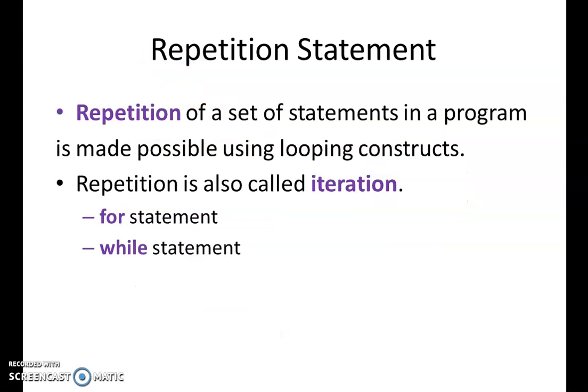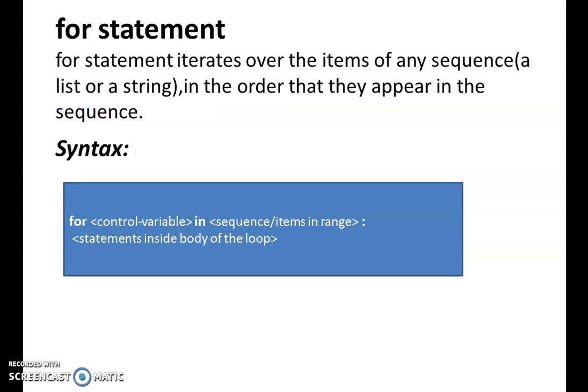So sometimes in our program we want to repeat a set of statements, and repetition is done using looping construct. Repetition is also known as iteration. So for iteration we use two kind of statement. First one is for statement and second is while statement. And for and while both are Python keyword, as we discussed in data type video. So to write for statement we use for keyword. For statement iterates over the items of any sequence.